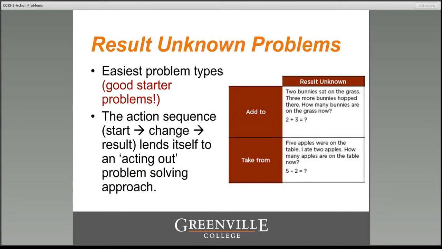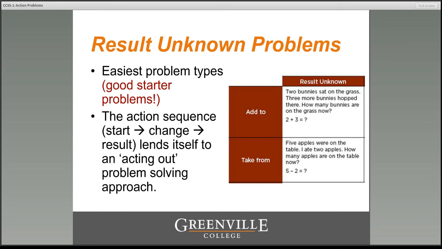Recall that action problems have a kind of time sequence. This chronology is really useful to young children as they begin problem solving. Young children do not necessarily read the top problem here and think, oh, 2 plus 3 equals question mark. Rather, they actually imagine the whole situation and they use the story in the problem to help them figure out the answer. They will likely use tools such as counters or fingers to act out the situation. This represents the earliest stage of problem solving.